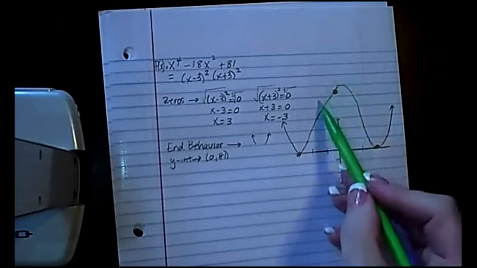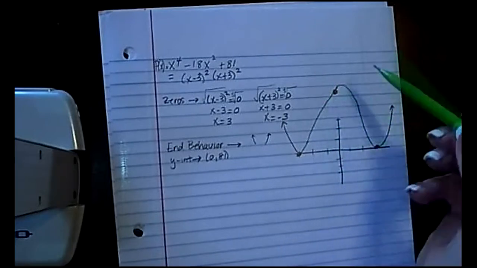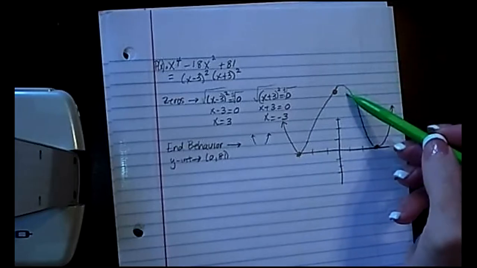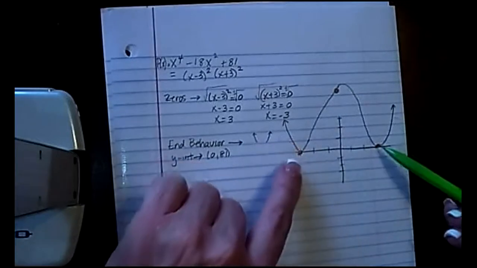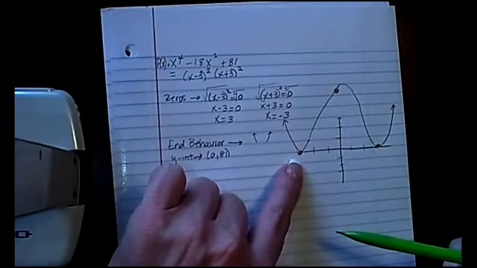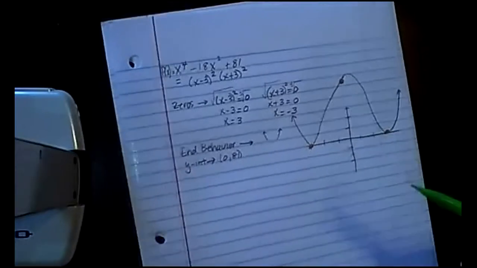Now, it's not going to look at all like this on the calculator because we don't know what that behavior is. We don't know if this goes a lot higher, or if it just barely goes. I mean, it can look a lot different. But what we do know is our end behavior, and we know where it goes through the x-axis, and we know our y-intercept. Okay. All right.